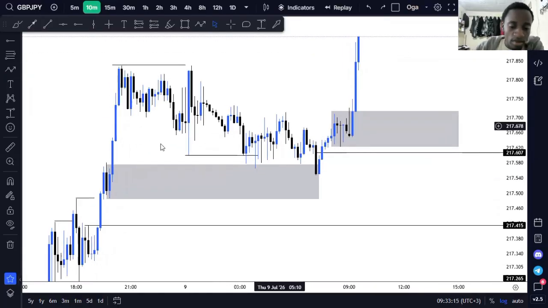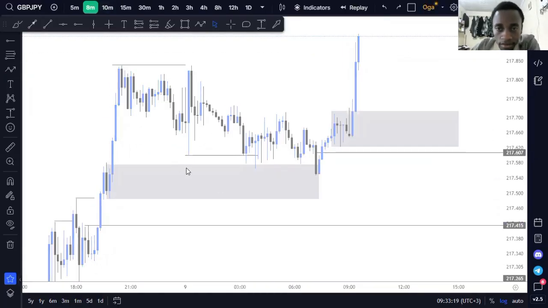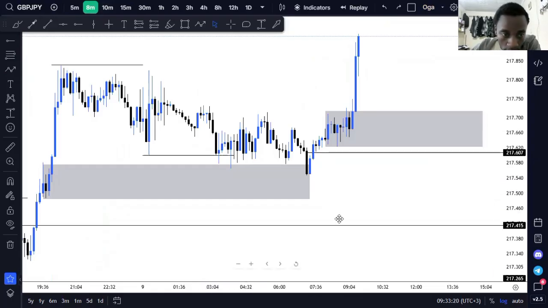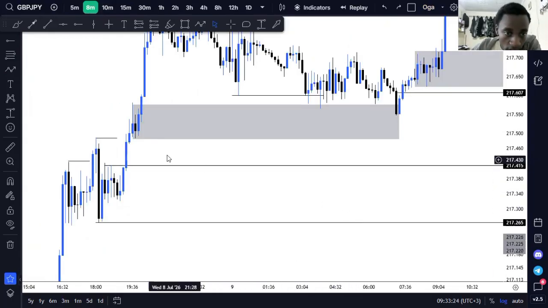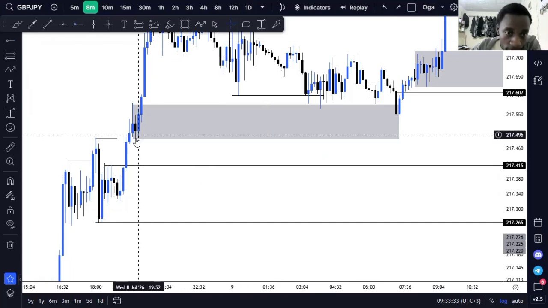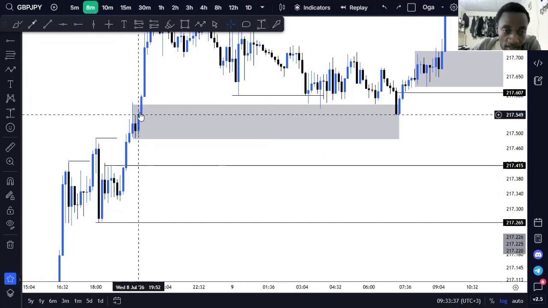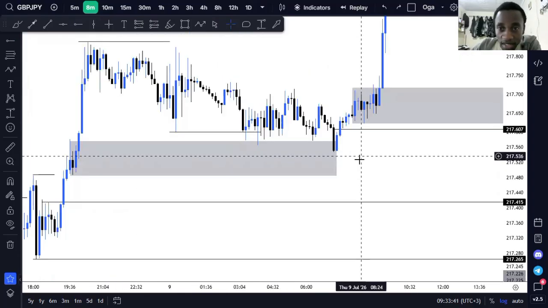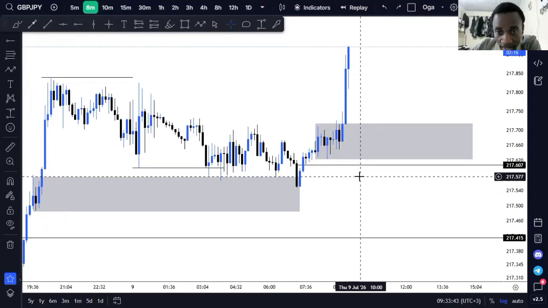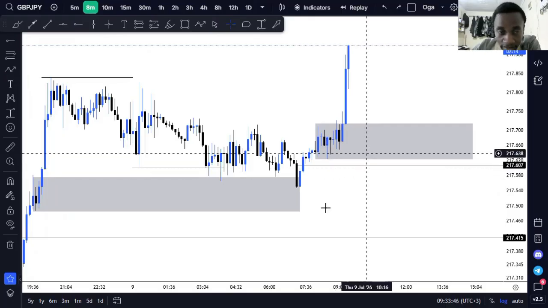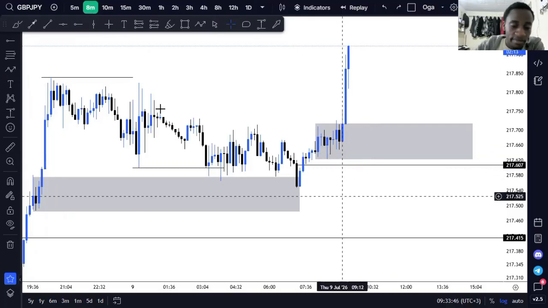That's 10 minutes. Maybe let's check on 8. You had the structure, and then so here this weak overlap, a pull back to the weak overlap, and then a structure. Price came inside it, left a weak overlap, and came tapped inside it. So it's a clean one.